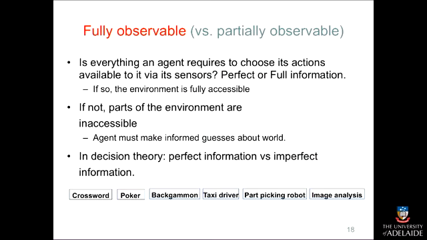So I'm going to do just a quick 2-minute pause here. You got, what's that, 6 things down the bottom. Grab a piece of paper, either on your own or with the person next to you. I want you to decide, doing a crossword, does that have a fully observable environment or any partially observable? Poker, backgammon, are these fully observable or partially observable? Taxi driver, part picking robot, and some random image analysis. You've got 2 minutes. Have a think about it. And I'm going to pick out random people from the audience to give me an answer. So do think about it.